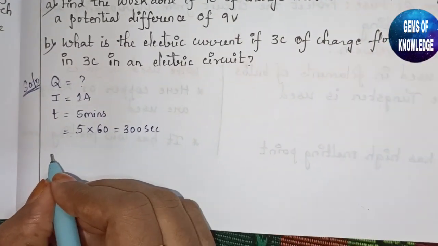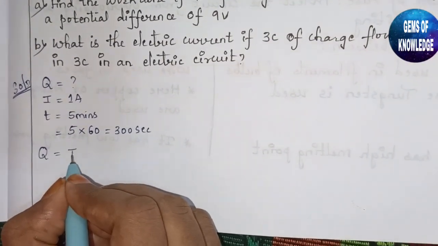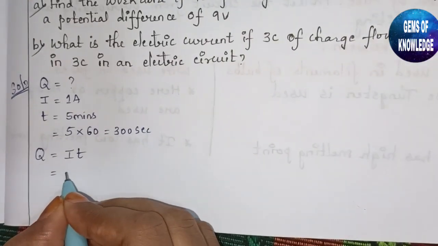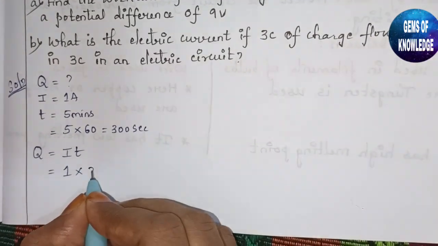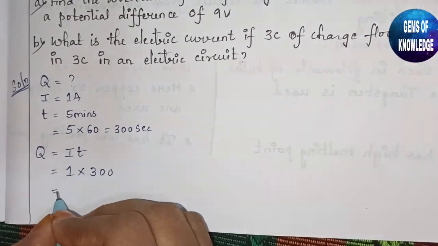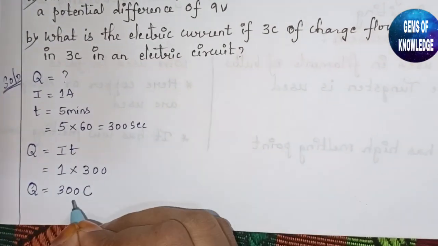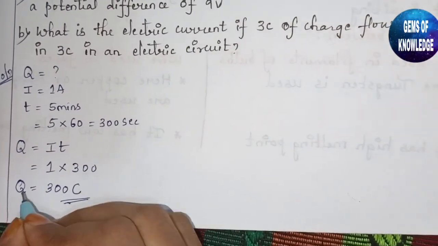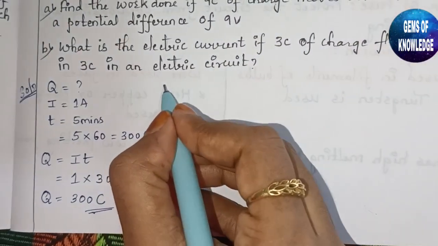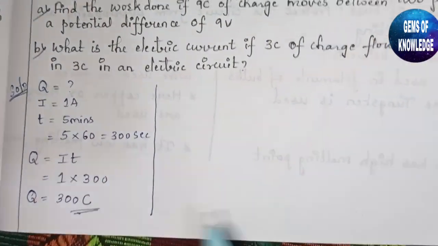Now we have the formula Q is equal to I T. Substitute I is 1 and T is 300. So 1 into 300 is 300 C. What is C? C is the SI unit of charge, that is coulomb. This is the first one.